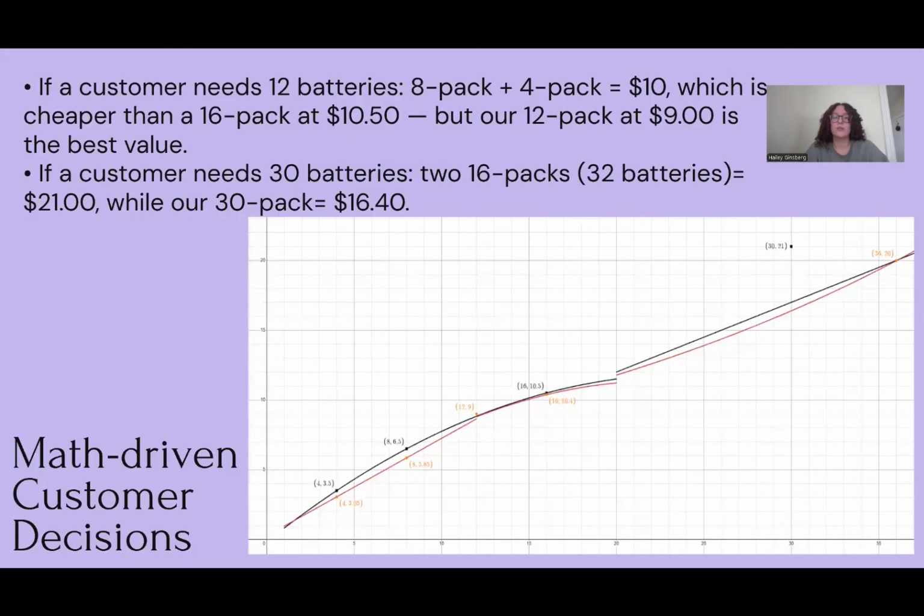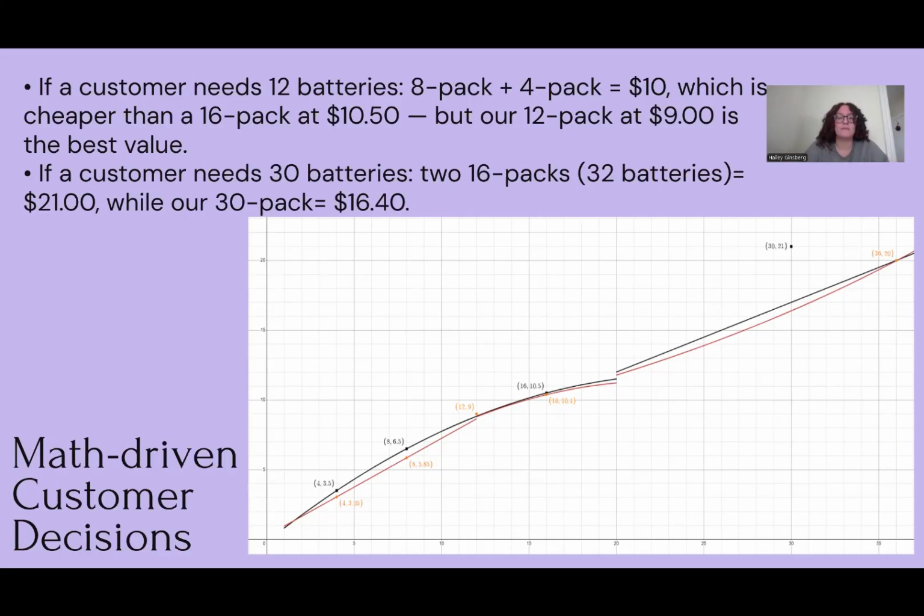I looked at a real-world buying situation. If a customer needs 12 batteries, they would purchase an 8-pack and a 4-pack equaling $10, which is cheaper than buying our competitor's pre-prepared pack of 16, which costs $10.50. But our 12-pack is $9, which is a far better value, undercutting by a whole dollar.